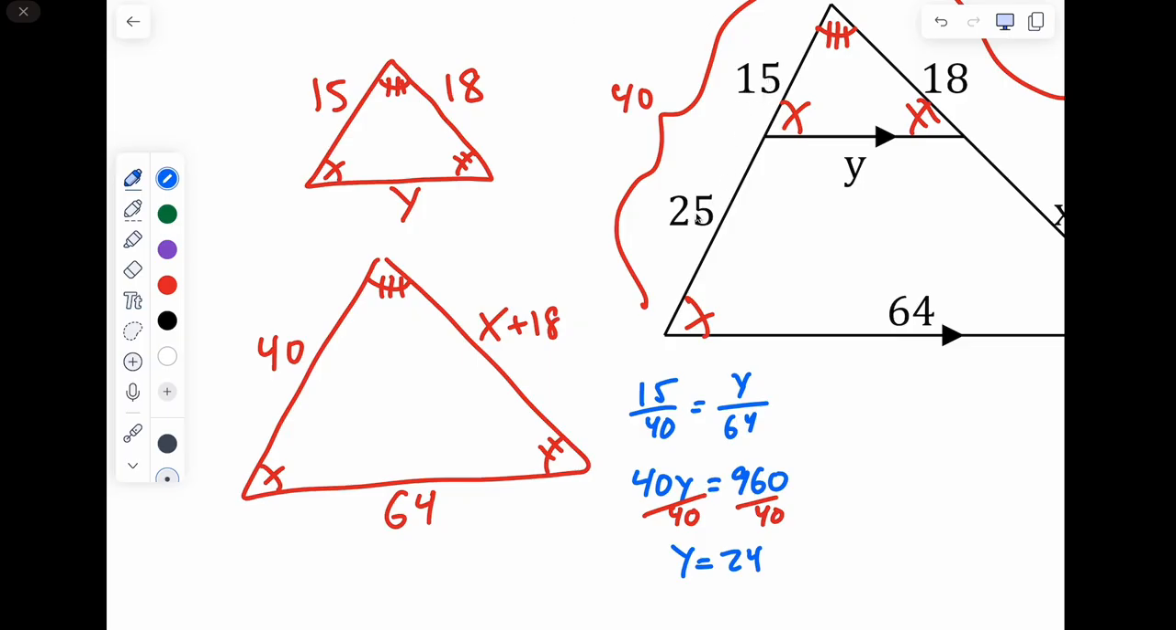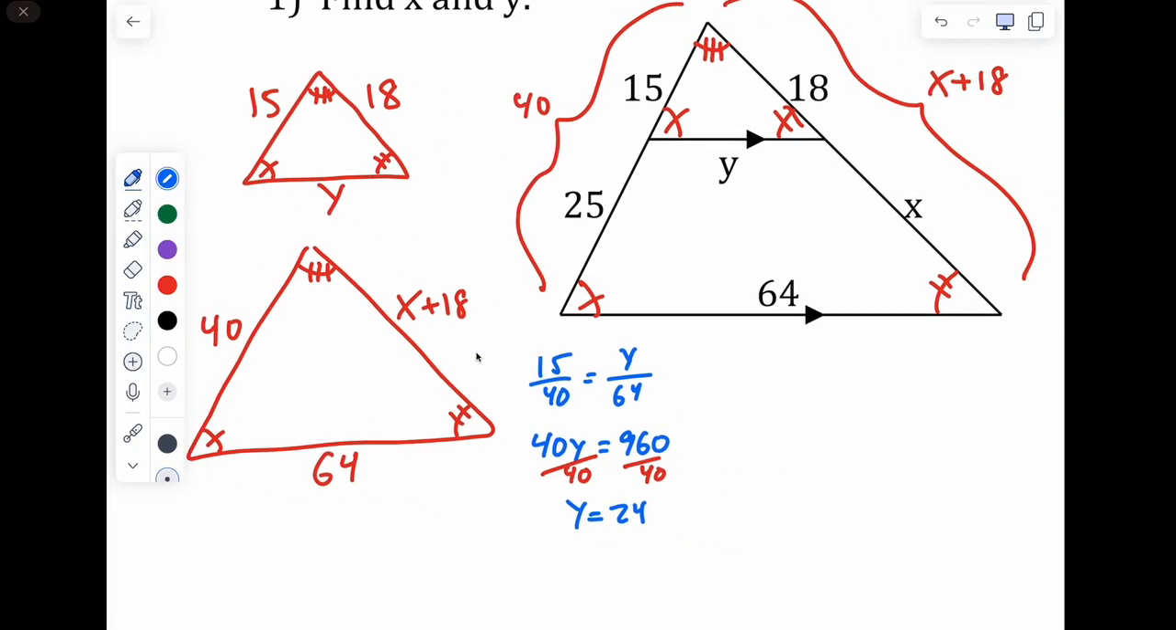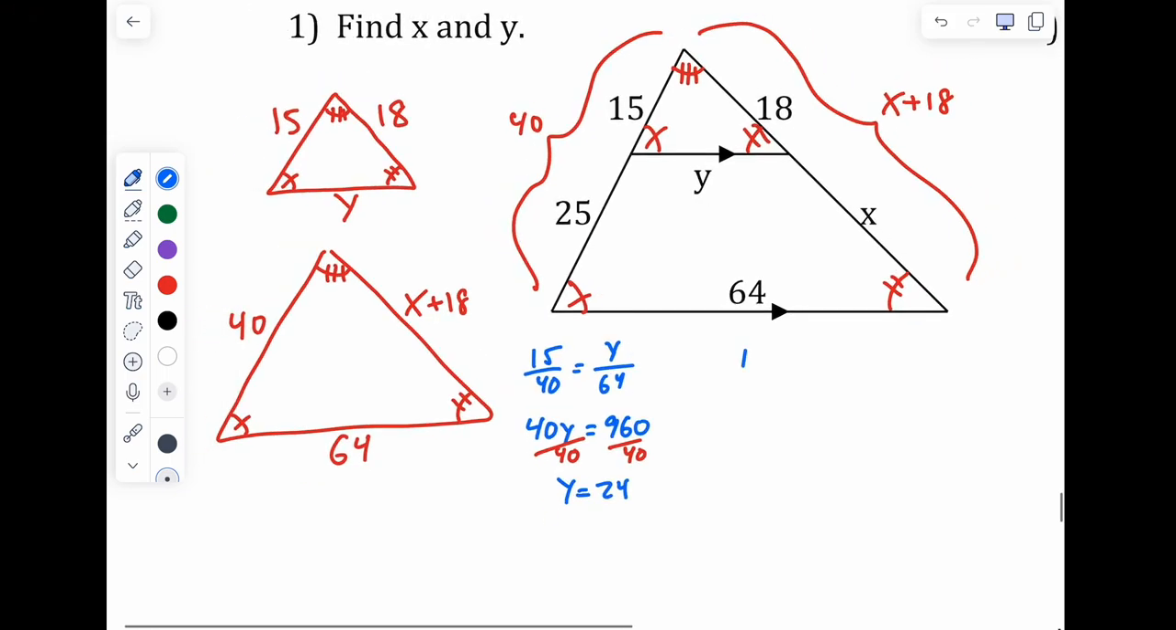Now, if you do find the scale factor, you got to make sure you don't go 15 over 25. 15 over 25, though, that's not even part of a triangle. This 25 is not a side of the triangle. You got to go 15 over 40 or 40 over 15. Now, 40 over 15 is equal to 8/3. So if I'm multiplying this way, it'd be 8/3. If I'm multiplying this way, it'd be 3/8. So I'm just going to do 64 times 3/8. 3/8 of this number is 24. So I could do scale factor on this one also, but I'm going to do the proportion way. Most people like the proportion way better.